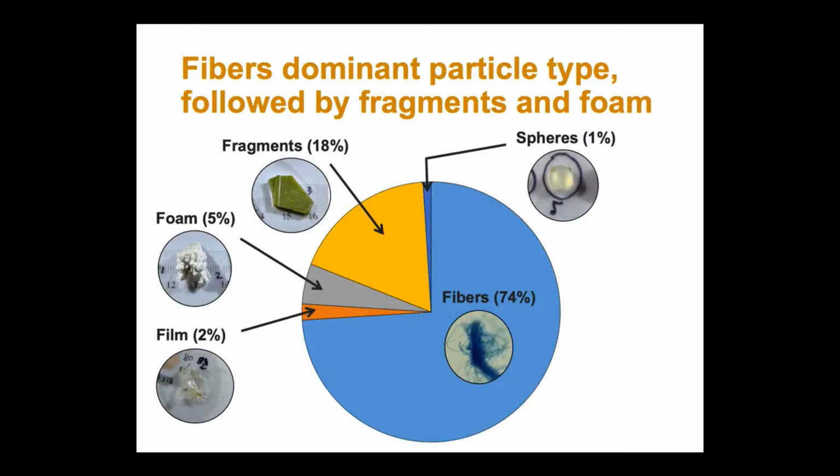So looking at what types of particles are in the samples, we did see a lot of fibers. 74% of the particles were identified as fibers. A pretty good number of fragments were also found in the surface water samples, 18% of them, followed by foam, film, and spheres.